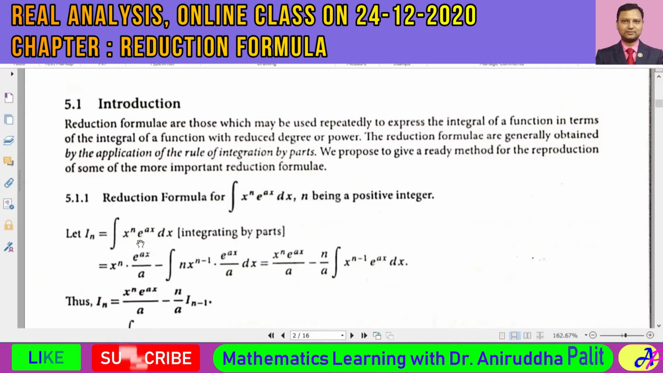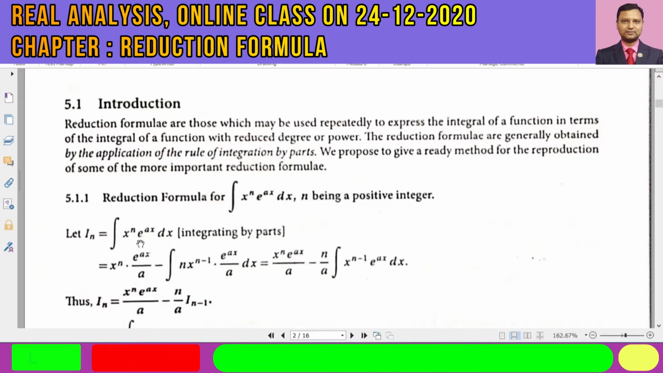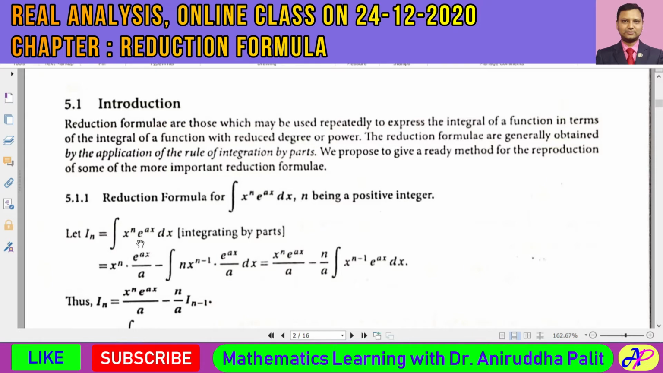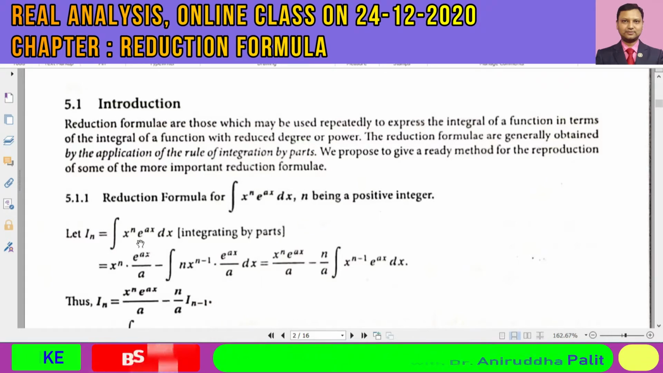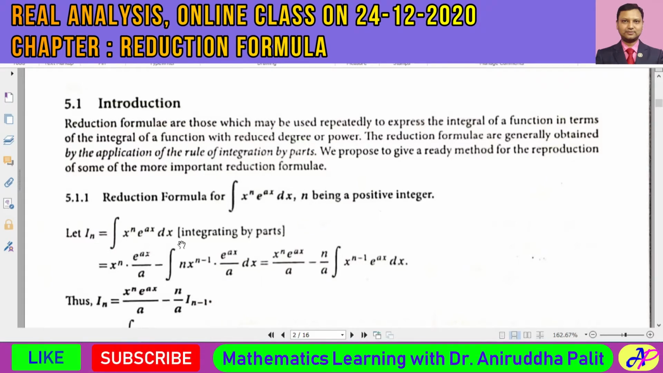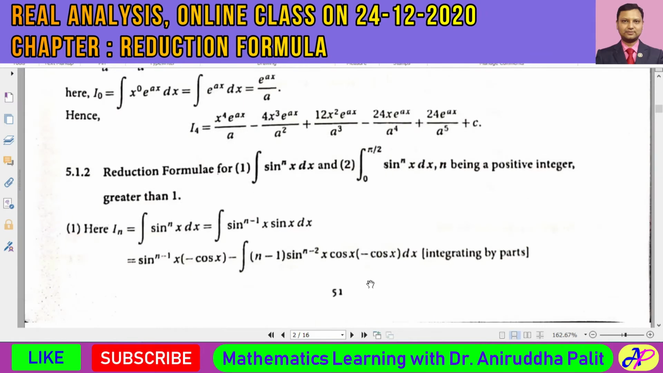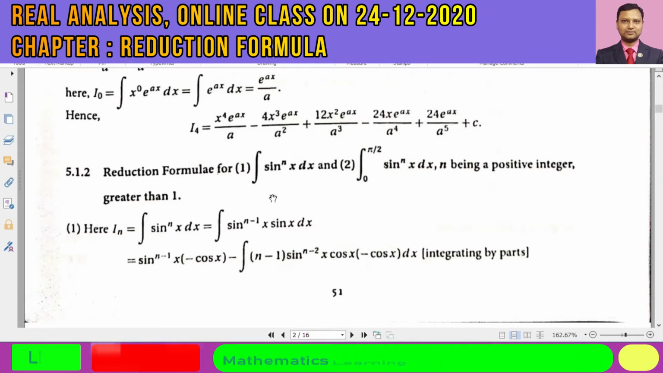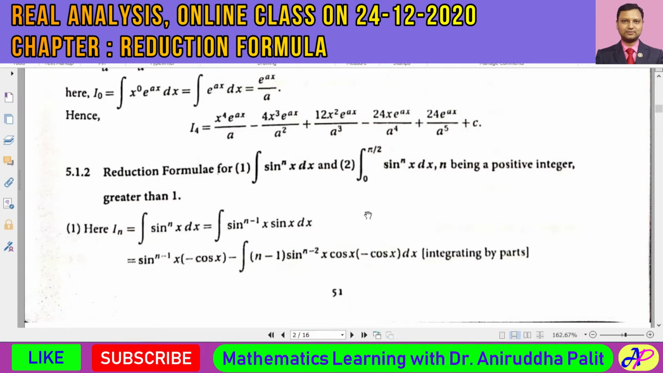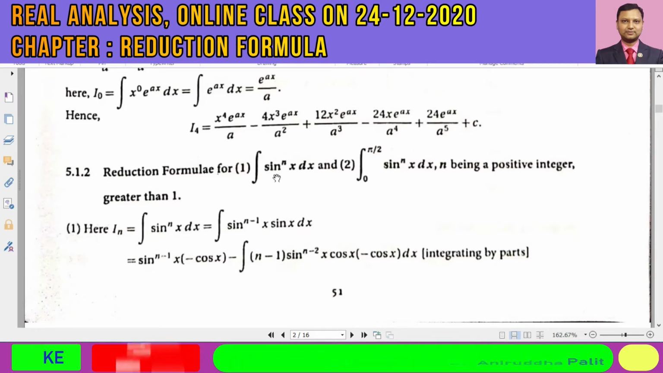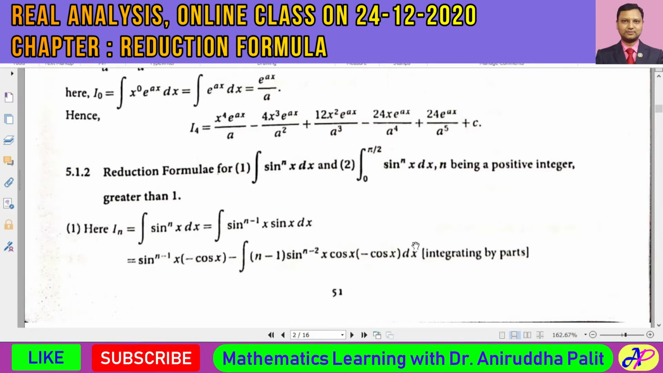Hello everybody. In last class we discussed the reduction formula, a very easy kind of formula. One was the formula for the integral of x to the power of n e to the power of ax dx. Then we got the corresponding reduction formula, and the second was the reduction formula for the definite or indefinite integral, whatever we call it, of the function sine to the power of n x dx.